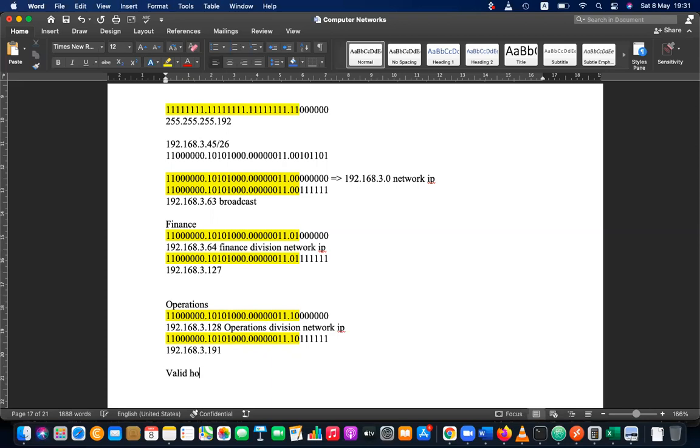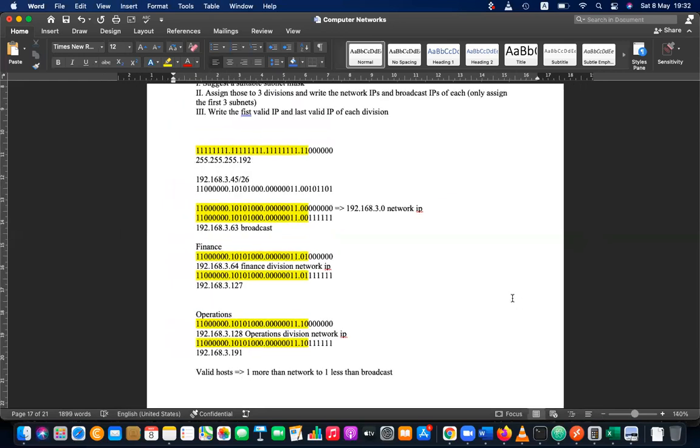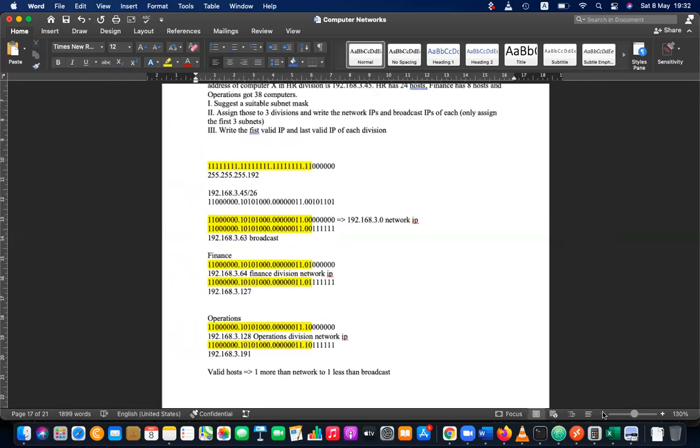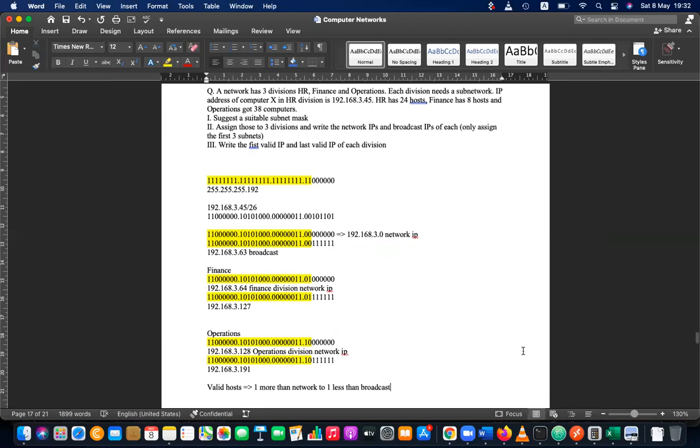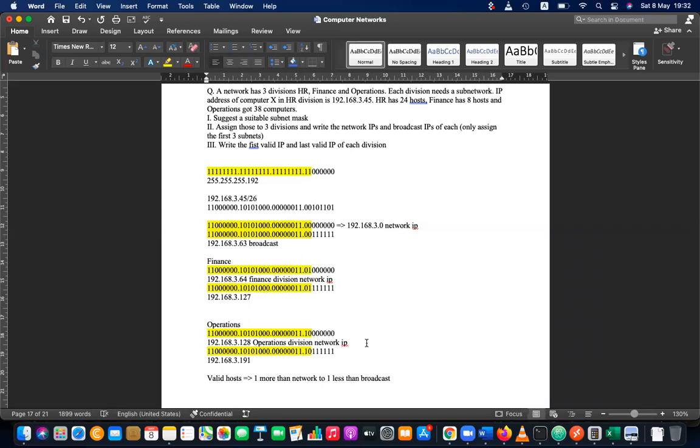Please write down: valid hosts is one more than network to one less than broadcast. Those are the valid IPs. If anyone still cannot understand, I'm ready to explain this. This is the answer for the question. Actually, I didn't write the valid hosts, but you can write that as well. I just wrote this.